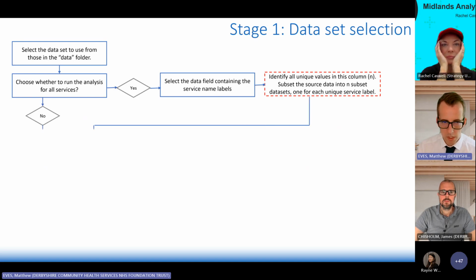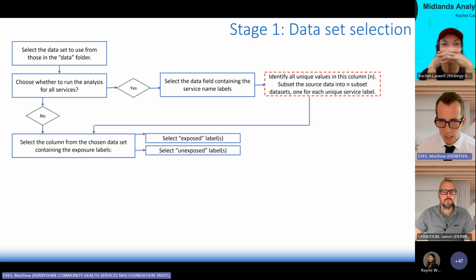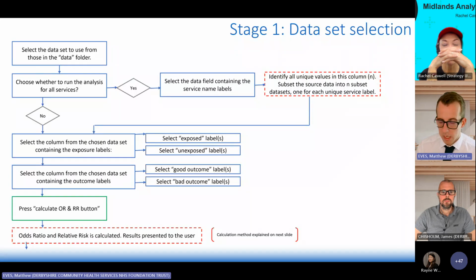And if you don't do that, or even if you have, the next step is selecting the column from the chosen data set containing the exposure label. Going back to the original start of this work, it was to undertake an odds ratio and relative risk. This is to start to build the components of those two measures. So select the exposed and unexposed labels, and then similarly the good and bad outcome label. In our case, using this for waiting times, that's waiting above or below a certain threshold point.